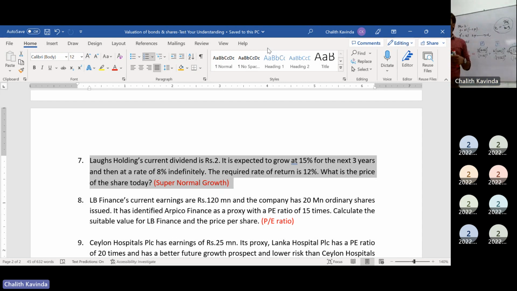How much is it? 82.08. So simply, once you sum this up, your year 3 share price is 82.08. Right? So you are getting the price for year 3 for the infinite stream of dividends.